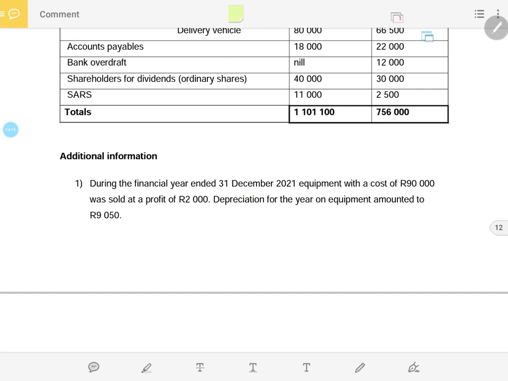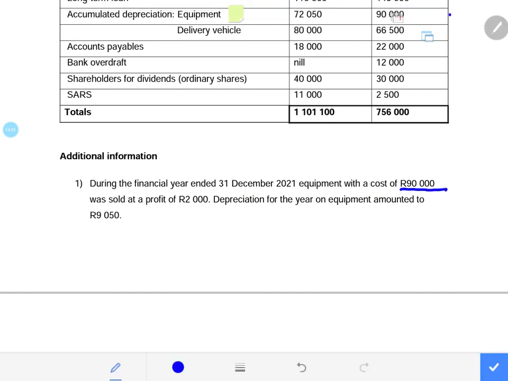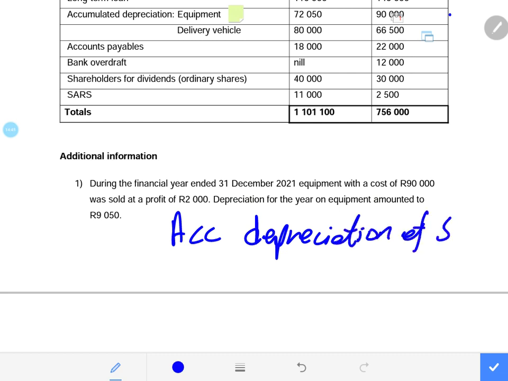Now we need to know the equipment that was sold, and at what price it was sold for. We need to know the equipment that was sold, which cost 90,000. At what price was this equipment sold for? But before we can know that, we need to know the accumulated depreciation of the sold equipment. That's what we need to know first.